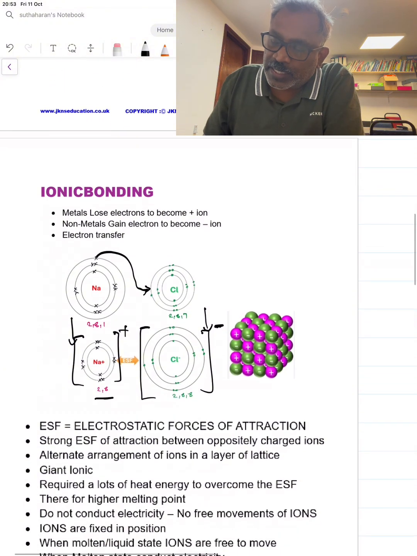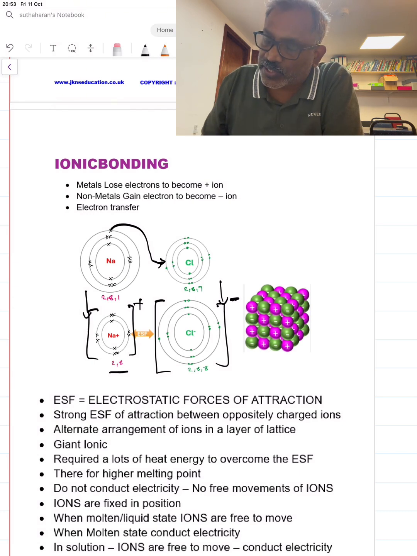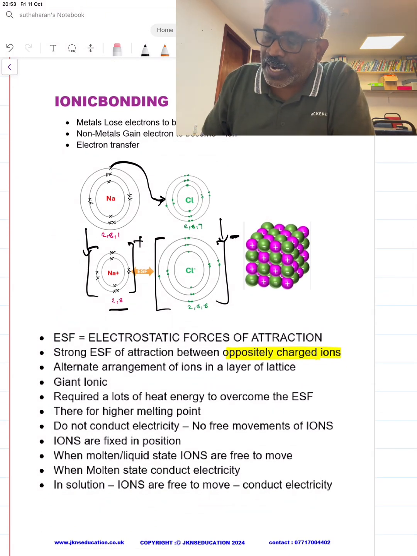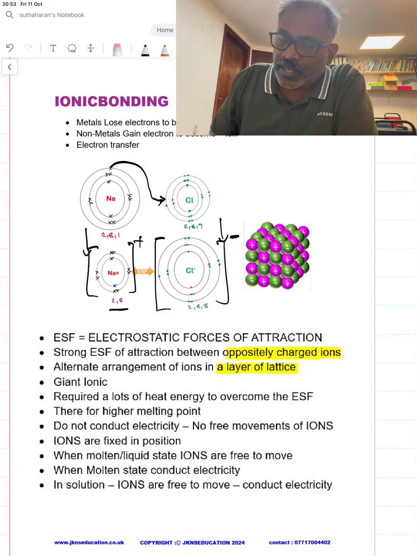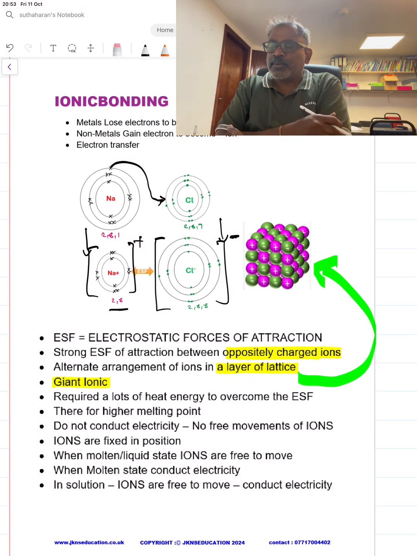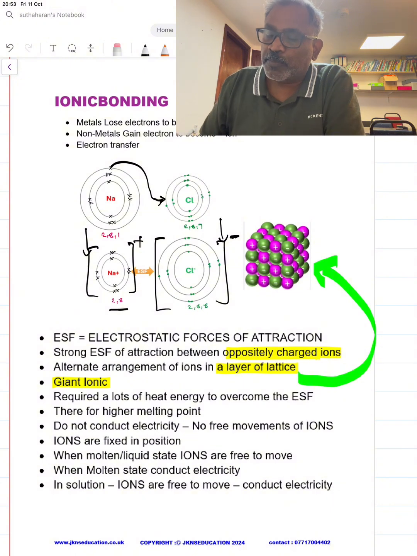So between the negative and positive ions, a strong force of attraction, called electrostatic forces of attraction, takes place between oppositely charged ions. These ions are placed in a layer of lattice. Another word for that is a giant ionic structure. In this giant ionic structure, ions are placed in an alternate way, positive and negative and so on.